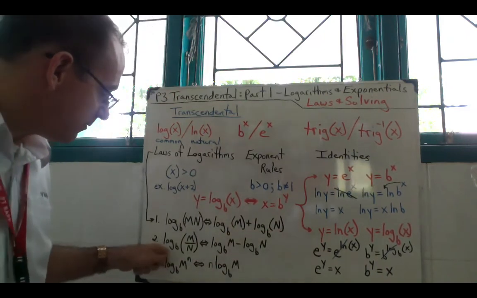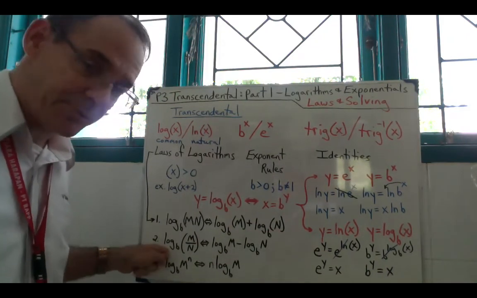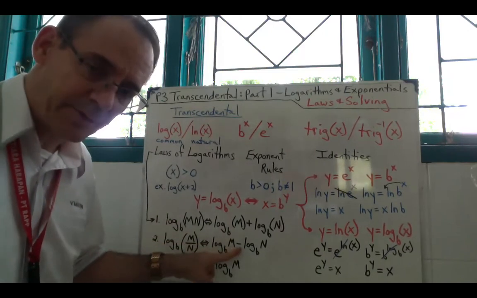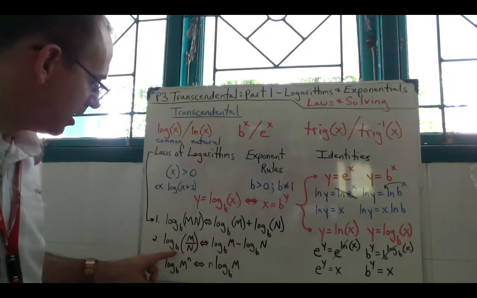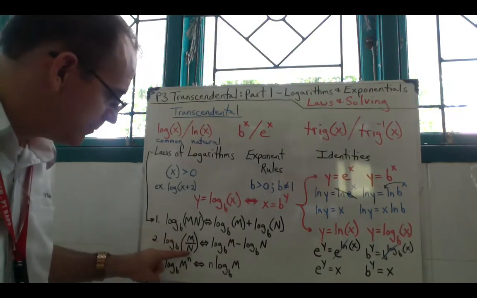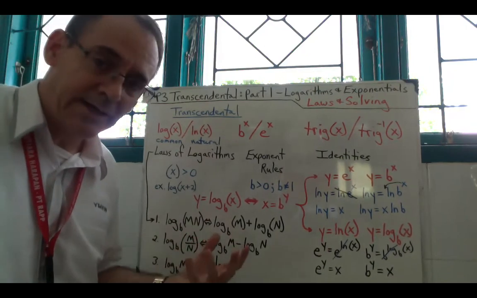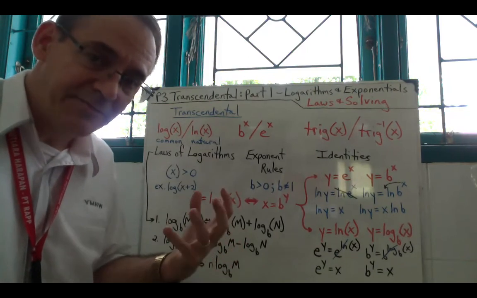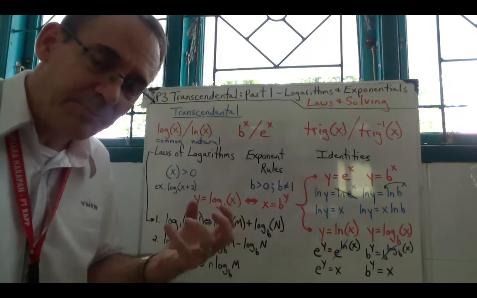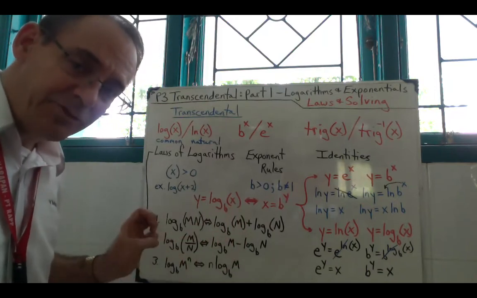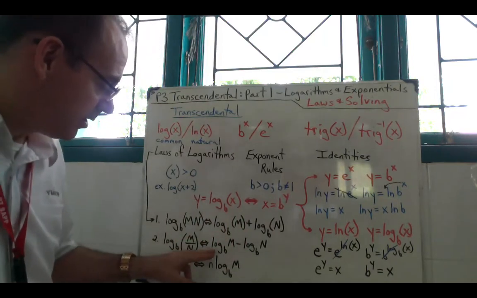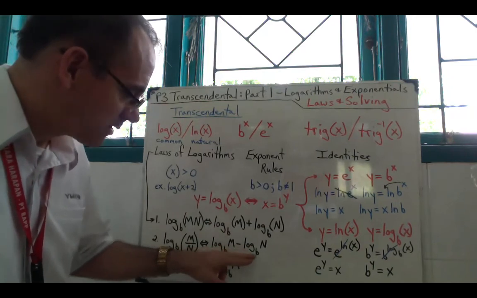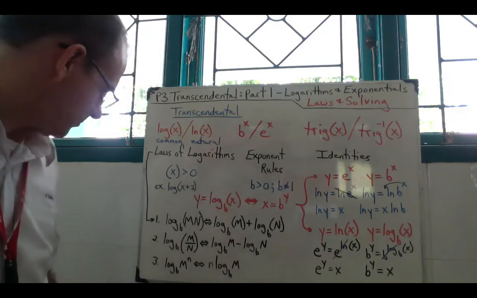The second law of logarithms follows our division rule. When you divide like bases, you subtract exponents. So when you have log base b of m divided by n, a quotient in the argument, then you have log base b of m minus log base b of n.